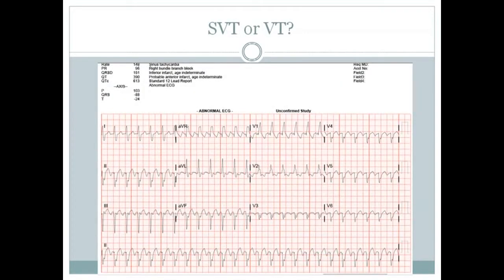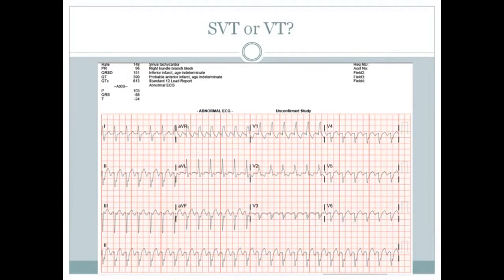SVT or V tach? And this is a tricky one. Okay? This is a tricky one because IVR for some reason here is very positive. Or forget about this, not to confuse you guys. This is one of my EKGs. I apologize. This is an SVT.